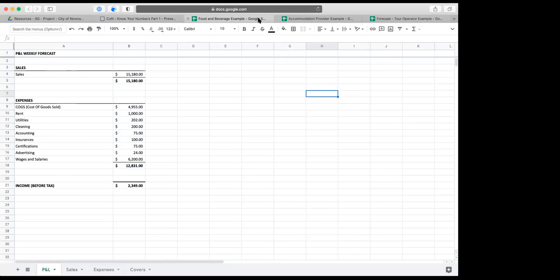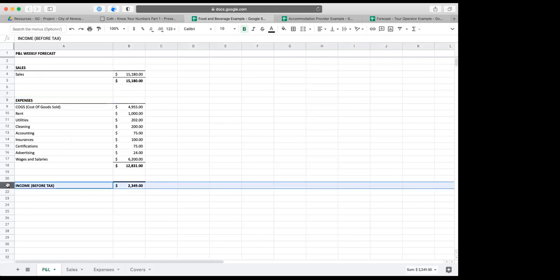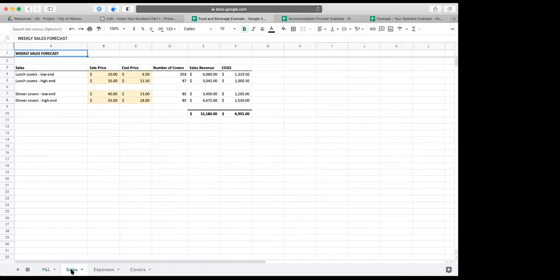So in this spreadsheet, in the first tab, we are calculating a weekly profit and loss forecast. At the top, we have the forecasted weekly sales, and then the forecasted weekly expenses. And finally, forecasted weekly income before tax down the bottom. So how are we modeling all of these numbers? Well, let's begin with sales. The weekly sales forecast is calculated in the sales tab.